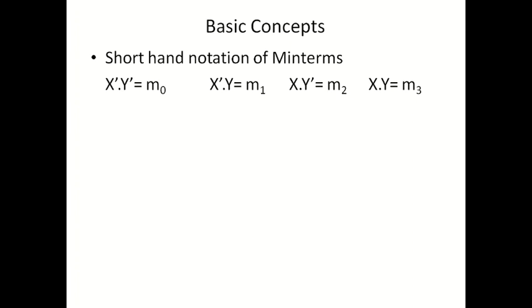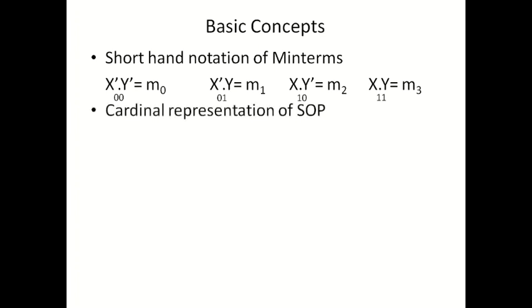Why am I writing 0 here? Because if the literal is in its complement form, then its value is taken as 0. So if you combine these two values, 0, 0, it represents the decimal value 0. If you combine 0, 1 in binary form and convert it into decimal, it equals 1. And 1, 0 equals 2, and 1, 1 equals 3. So that's why we use m0, m1, m2, and m3. If I write m0, that is equivalent to x complement dot y complement. If I write m2 in shortened form, then it is equivalent to x dot y complement.